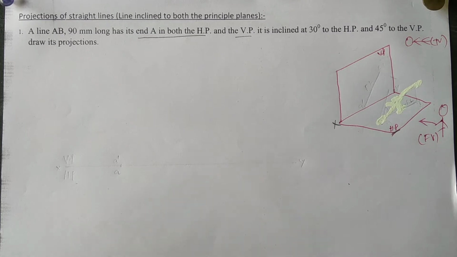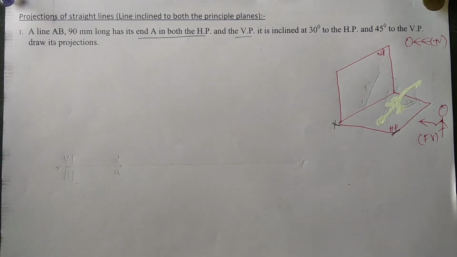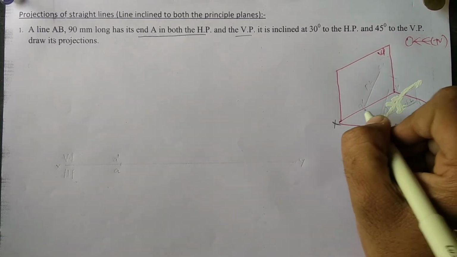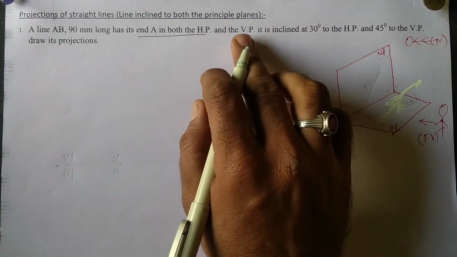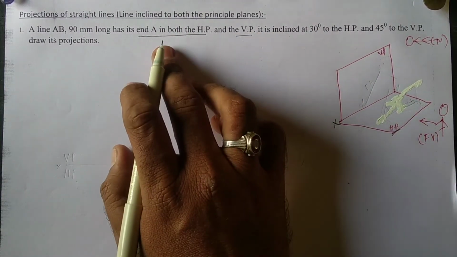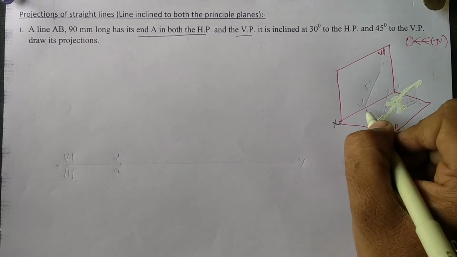As the question says, the line is inclined to both the reference planes. In earlier cases, we have seen a line inclined to HP and a line inclined to VP. But here we are going to see a line inclined to both the reference planes. The line has one end in HP and VP.